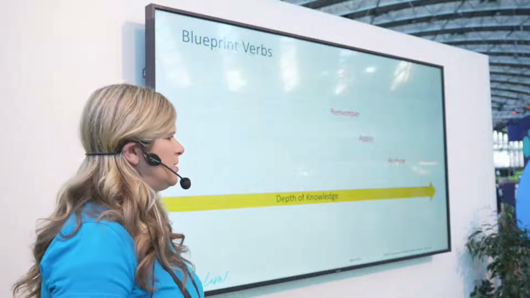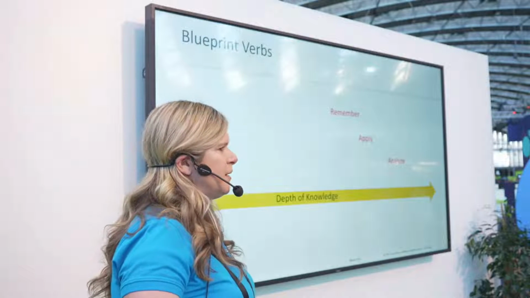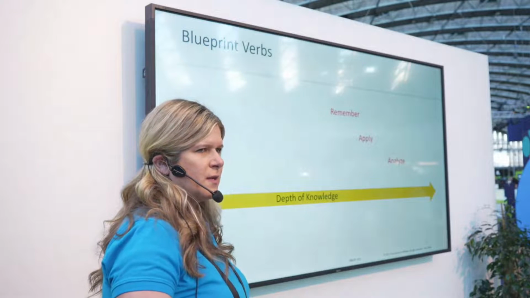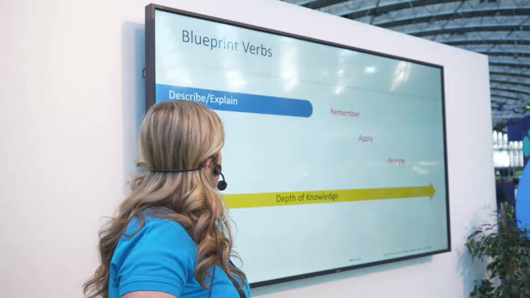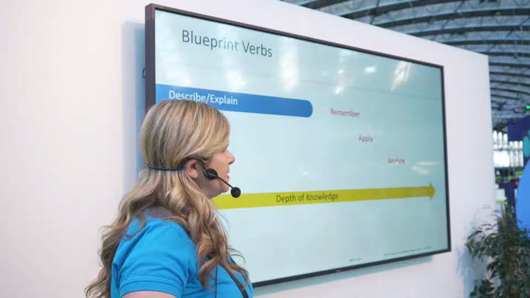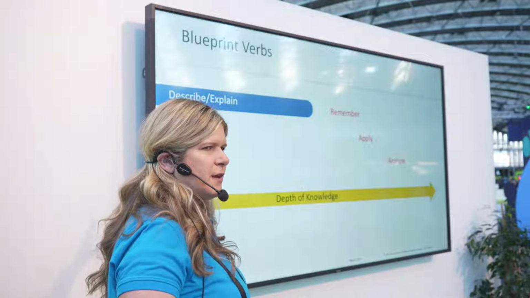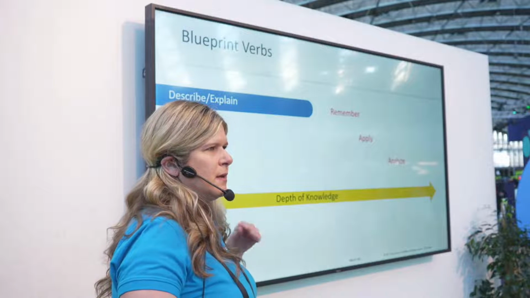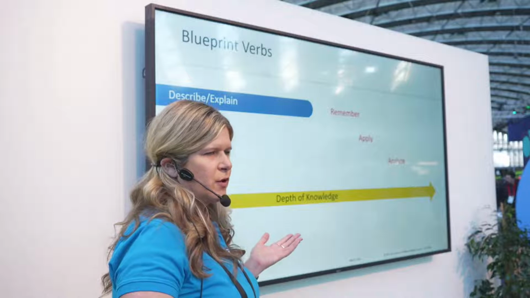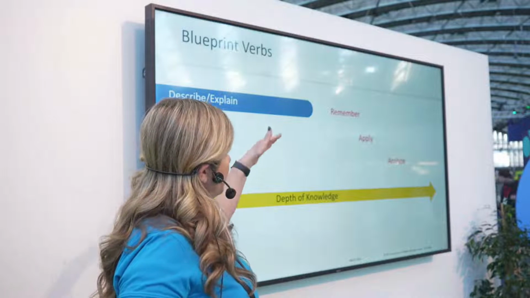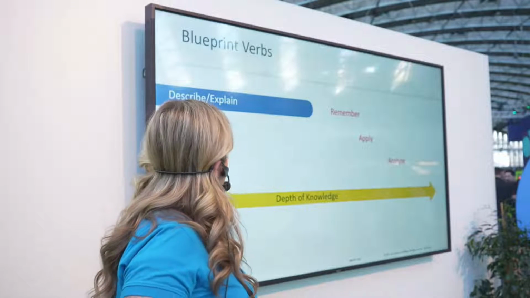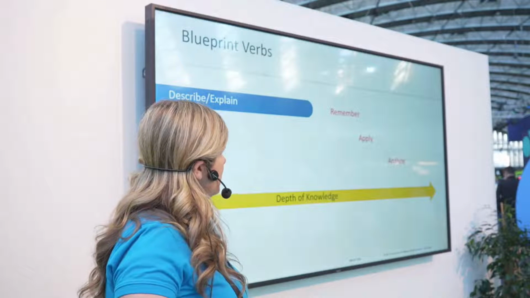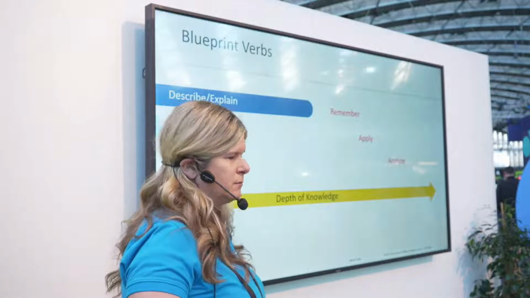And as far as depth of knowledge, this is what I mentioned before about the verbs. It's very important to familiarize yourself with the blueprint and know the verbs that it has on the blueprint. We have describe, explain, and these are just verbs I'm going to show over here that are on the core exam for collaboration. But in some of the other exams, they use different verbs that also map to the same levels: remember, apply, and analyze. But for the core exam, we've got a lot of describe and explain questions at the remember level, which is basically memory recall.